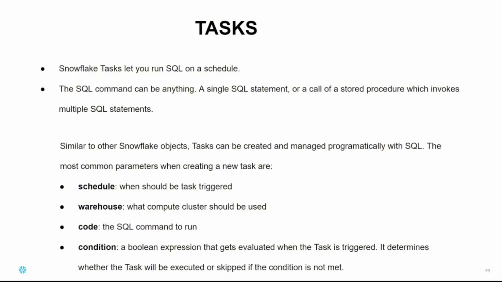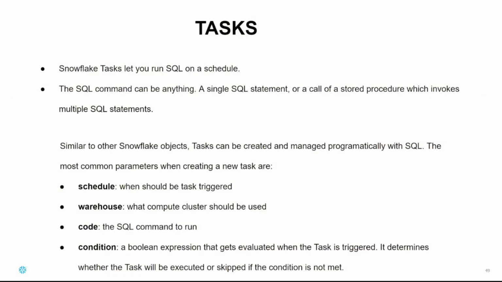Similar to other Snowflake objects, the task can be created and managed programmatically with SQL. So you can create a task with a SQL statement. These are the four most common parameters we have to use when we are creating a new task. The first, it needs to have a schedule, that is, when should your task trigger. It also should have a warehouse, that is, what compute cluster should be used, right? In the task you are running SQL queries, and SQL queries on Snowflake run on a warehouse, so you have to mention a warehouse while creating a task.